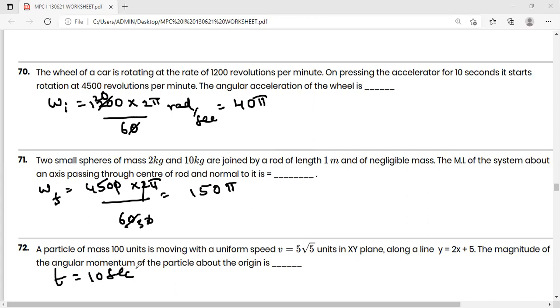Now the question is, you have to calculate the angular acceleration. So we know that angular acceleration alpha is nothing but, just like a equals v minus u by t from the formula v equals u plus at. So here omega final minus omega initial by time only. The difference between omega final and omega initial will be 150 minus 40, 110 pi by 10 seconds. So finally alpha will be 11 pi radian per second square. Answer is 11 pi radian per second square.